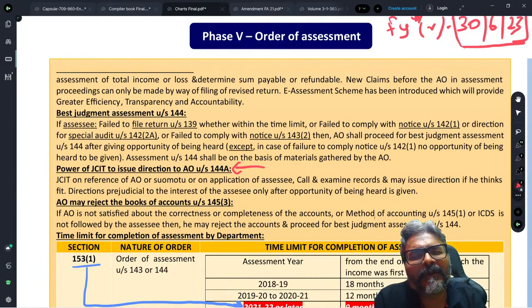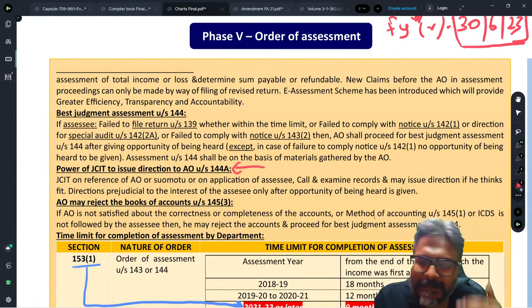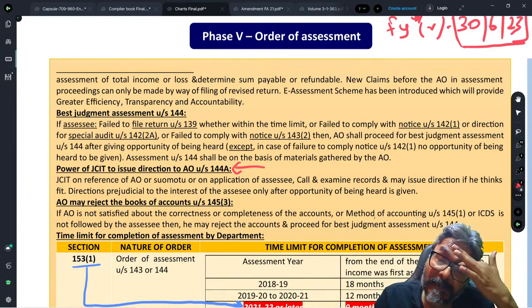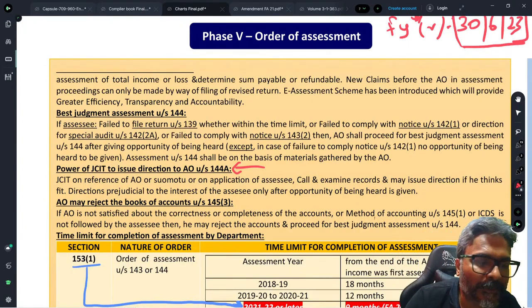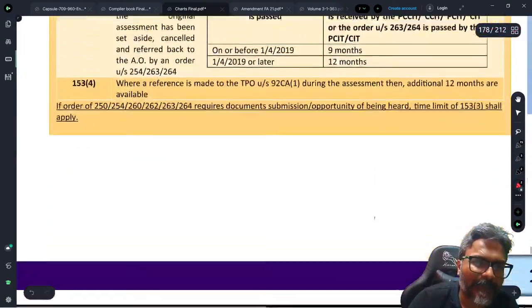Okay. Now, what if, students, the direction given by the JCIT, is it binding on the assessing officer? To that the answer is yes, it is binding on the assessing officer. So therefore just be very careful on this particular point about the direction.